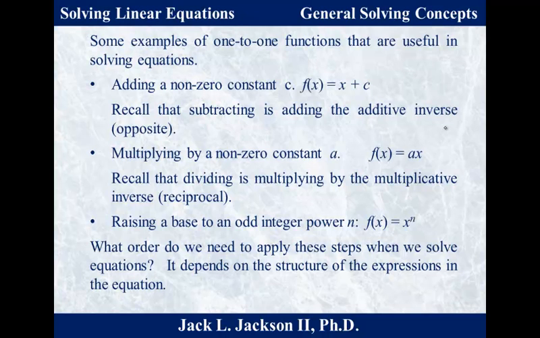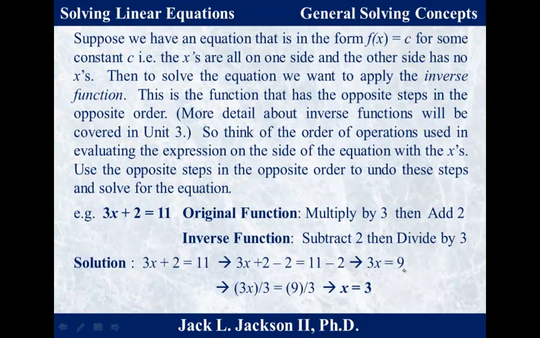The good news is for linear equations, all we really need is a combination of these first two steps, either adding the same thing to both sides or multiplying the same thing on both sides. So what order do we need to apply these steps when we solve equations? Well, it's going to depend on the structure of the expressions in the equation. If you can get it into the form f of x equals some constant, in other words, all the x's are on one side and no x's on the other side, then all we have to do to solve it is apply the inverse function for the left side.